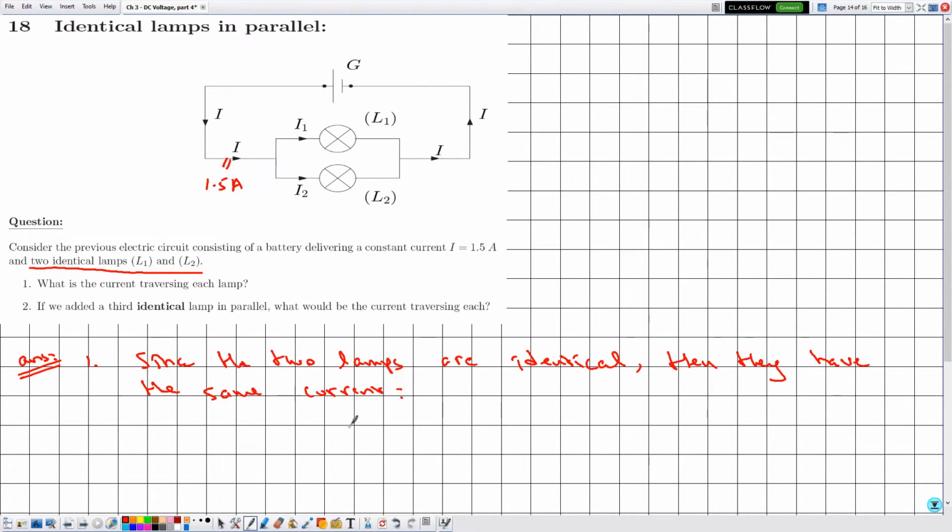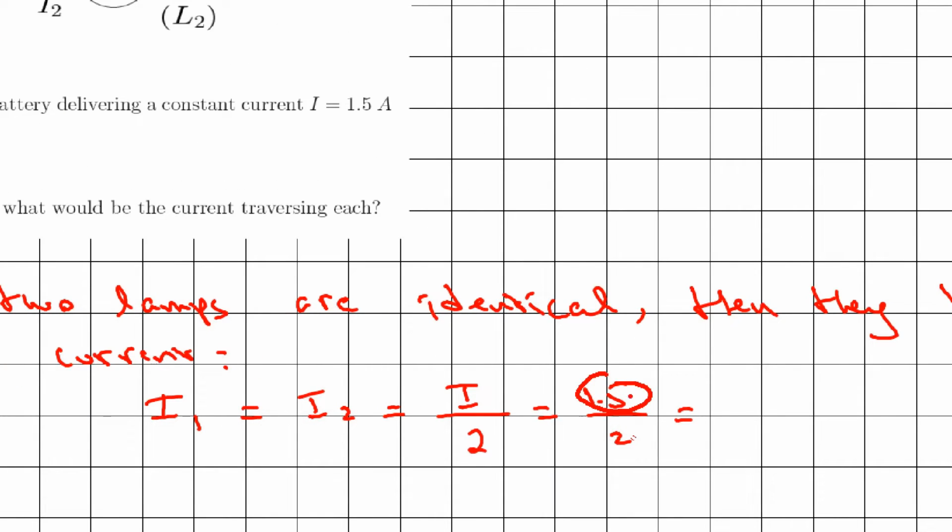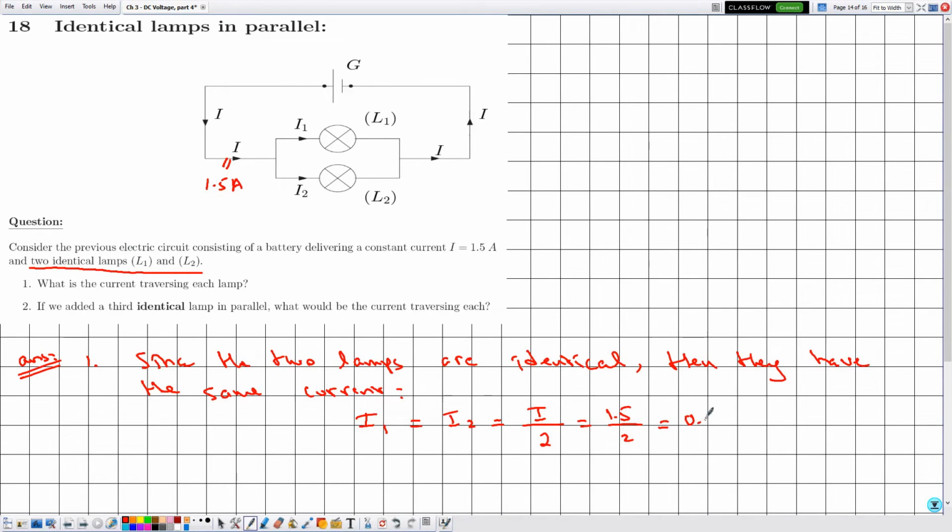So the current traversing the lamp L1 is denoted by I1. This is equal to the current traversing the lamp 2, which is denoted by I2, which must be equal to the main current divided by the number of lamps, which is 2. So it's equal to 1.5 divided by 2. Since this is expressed in the SI, which is amperes, then this will be expressed in the SI, which is amperes. So I1 is equal to 0.75 amperes, and I2 is equal to 0.75 amperes.